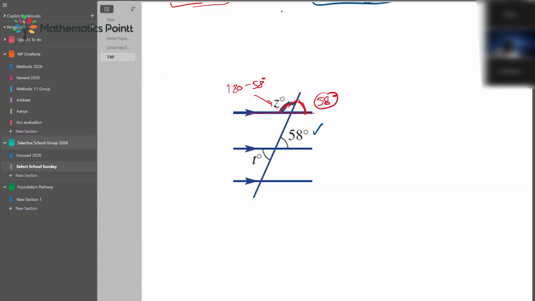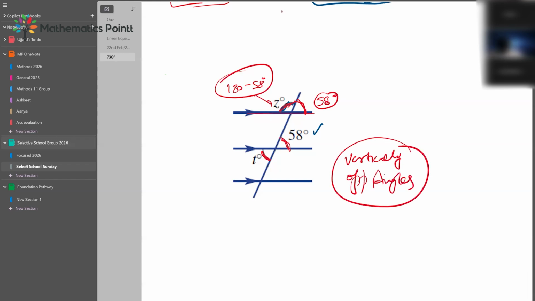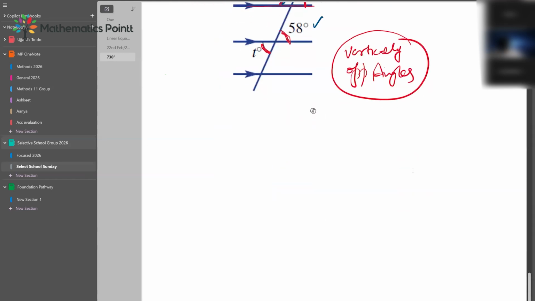Now, whatever that is, calculate it. Is there a relationship between this and T? Are they equal, not equal? Think about it before you tell me. And if yes, what is the relation? Why are they equal? Both are 58. I'm asking you why they are equal. Yes, they are. Good job. They are vertically opposite angles. So next time, please take your time before you answer my question.